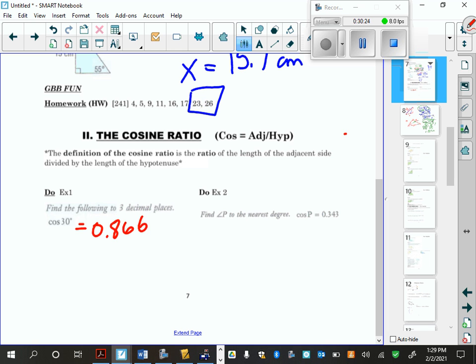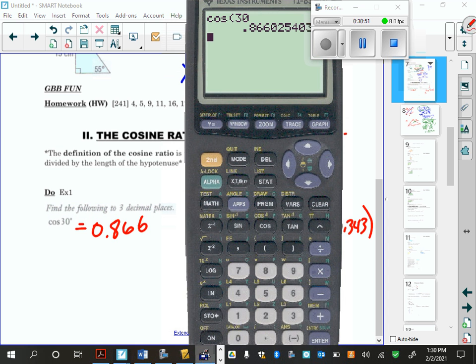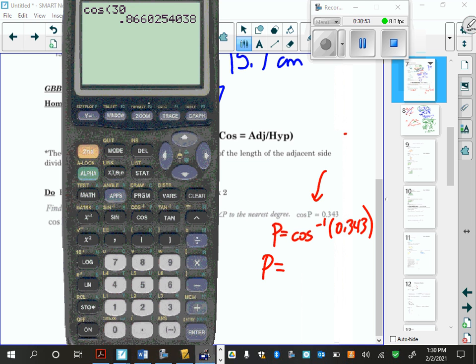Example 2. Okay, so I haven't even taught you this yet. What do you think you do with cos p equals decimal 343? Inverse cos. Good. So just like you had sine x or sine p, here you have cos x or cos p, so you get p by itself by doing the opposite operation, or the inverse operation of cosine. That's inverse cos. Okay, and then punch that in your calculator. Second cos, decimal 343.